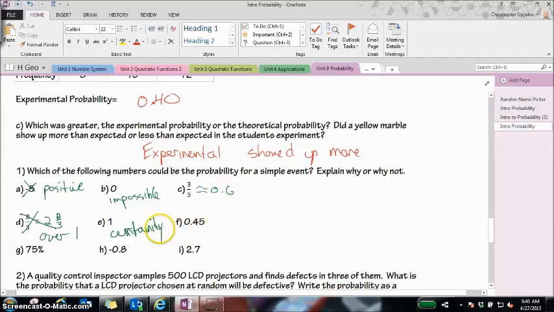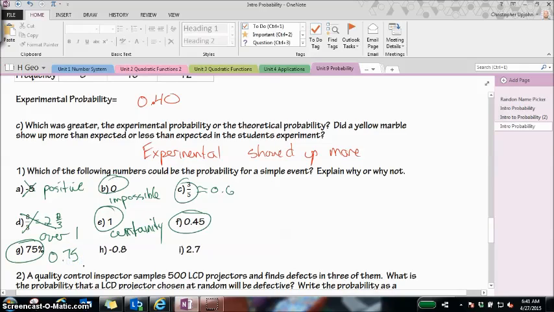All right, so we just keep finding our probabilities, see which ones work. 0.45 is fine. That's good. Circle the ones that are good. 75%? Yeah, that's fine. That's 0.75 as a decimal. It's less than 1, greater than 0. Negative 8 point, no, negative anything. Not going to work. Can't have a negative probability. 2.7, no, because if we turn that into a percent, that's 270%. That doesn't make any sense. So that doesn't work either.